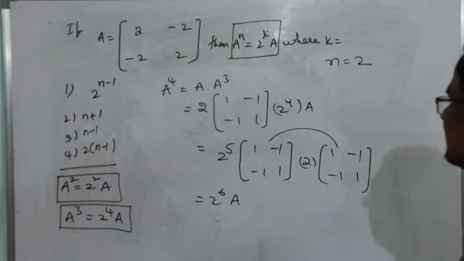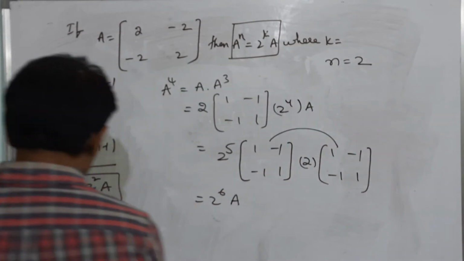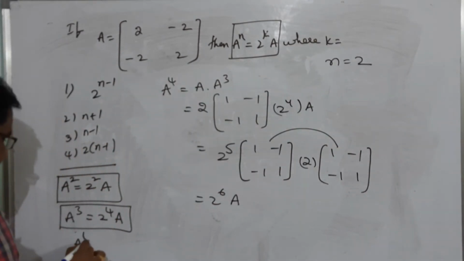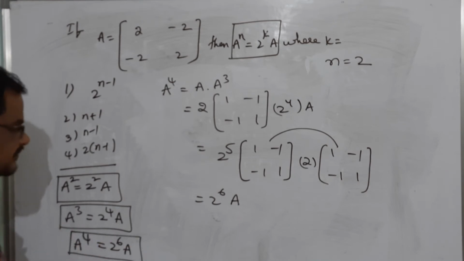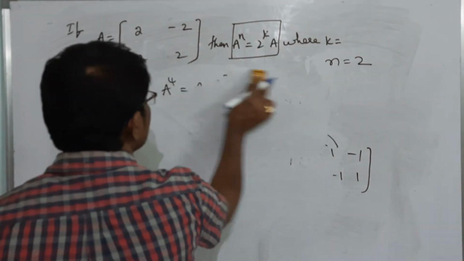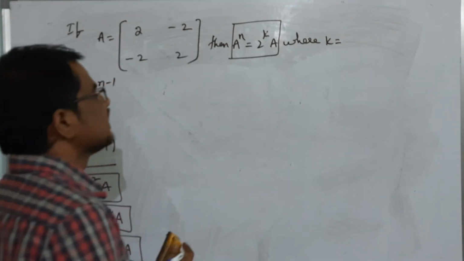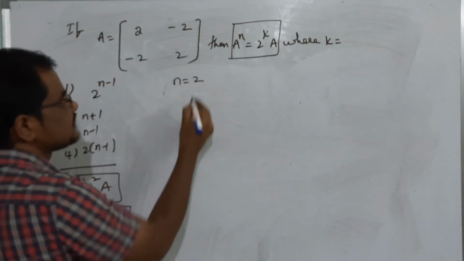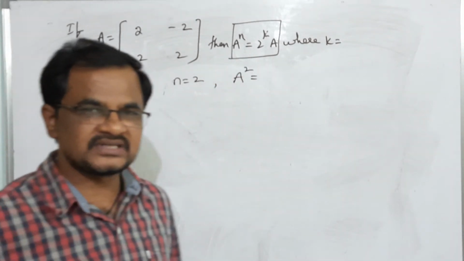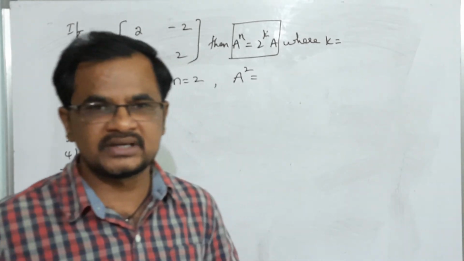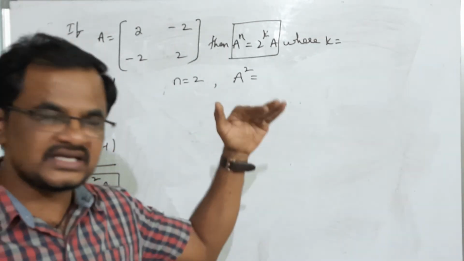So once again listen. So here a to the power of 4, I will write a to the power of 4 equal to 2 power 6 into a. This is the third condition. Okay. And now verify. N equal to 2 if you substitute, here what will get? A square into, so for explanation purpose each and every step I am writing, but in exam no need to write each and every step.